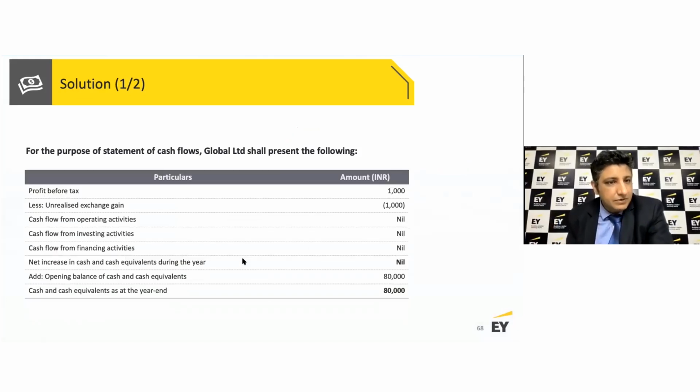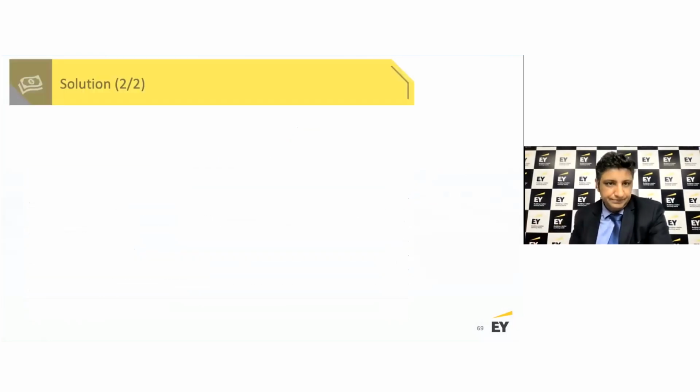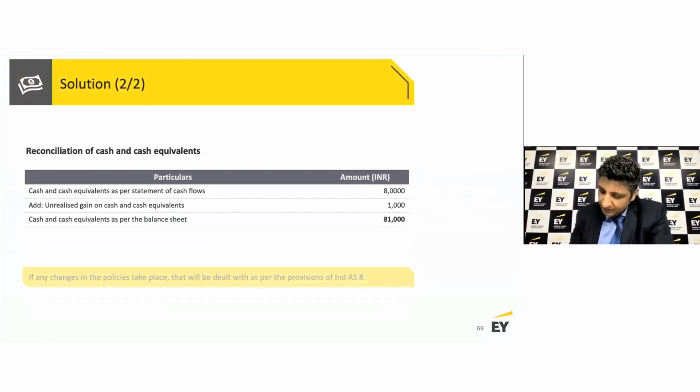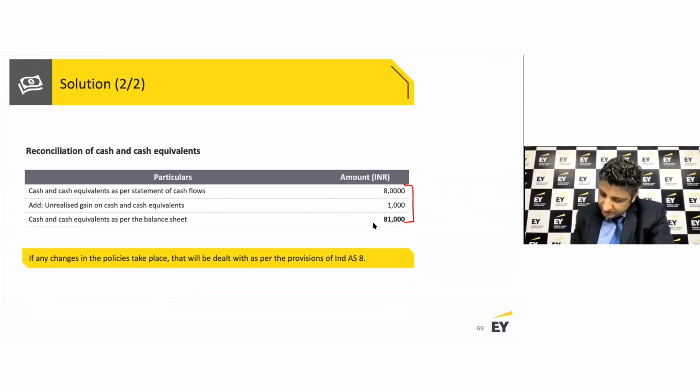And that's what is explained. For the purposes of statement of cash flows, we are saying 1,000 is a profit, but it's an unrealized profit. So we don't have any profit or any change in the movement of cash from that perspective, which means that my opening and closing cash balance are the same. However, importantly, for the purposes of reconciliation, my cash and cash equivalent is 81,000.